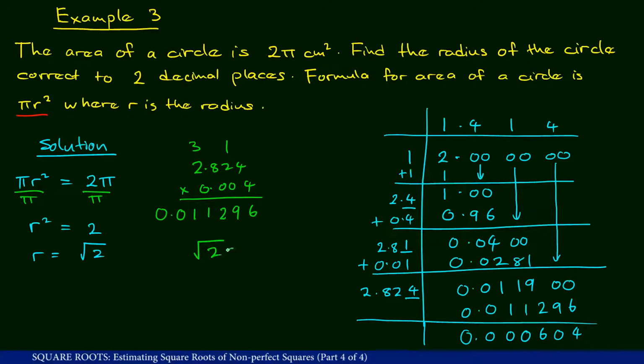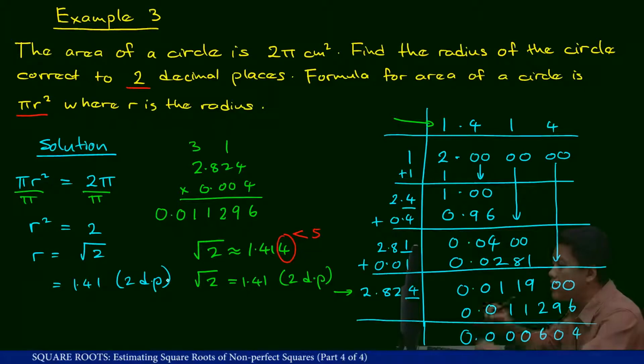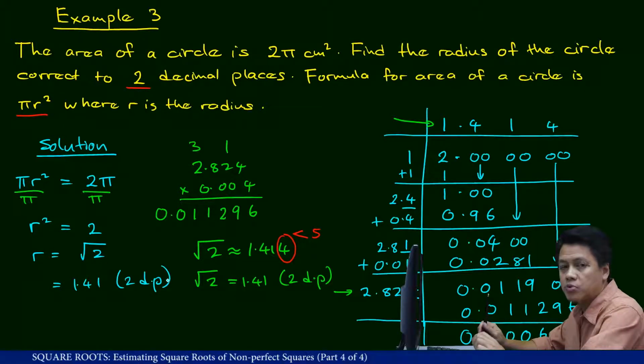And the square root of 2 is roughly 1.414, according to this quotient. Don't be confused with this number. So the square root of 2 is roughly 1.414, and we need to take a look at the third decimal place because the answer requires us to find until 2 decimal places, and 4 is definitely less than 5. That means the square root of 2 is equal to 1.41, correct to 2 decimal places. Roughly r is equal to 1.41, to 2 decimal places. So that is how we determine the value of the radius of the circle up to 2 decimal places.